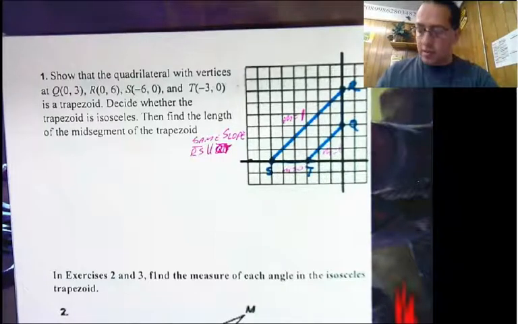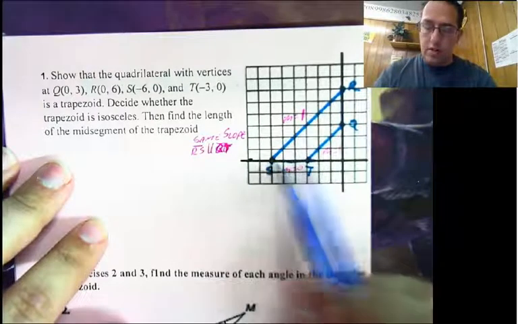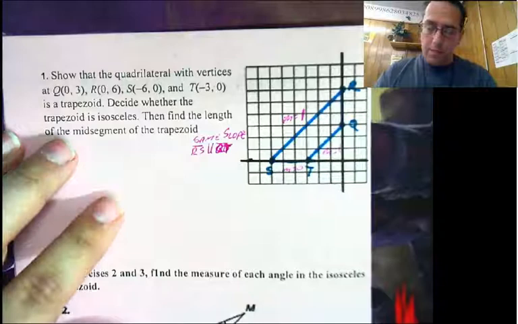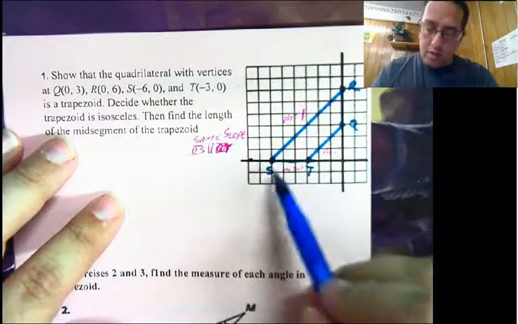Is it isosceles? Well, if it is isosceles, then that means the two legs, RQ and ST, have to be congruent to each other, right? These are on grid lines, so we can just count this. We don't have to mess with the distance formula on these.